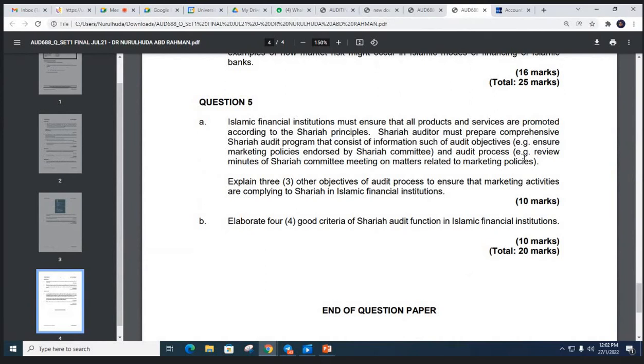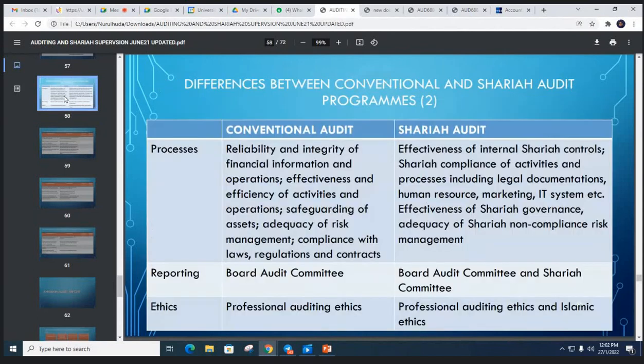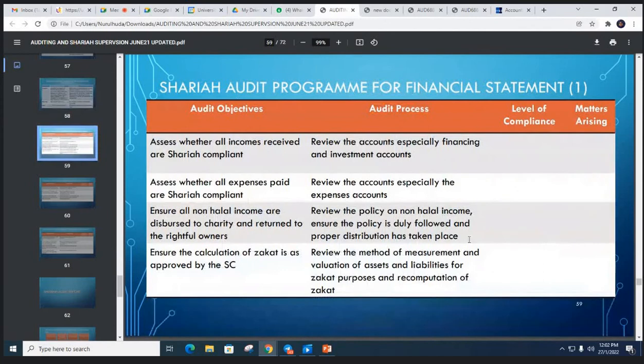I give an example, in case you don't understand what to answer, the answer is given. Explain 3 objective of audit process to ensure that marketing activities are complying with Syariah. The point is marketing. Okay, now this audit program is to audit what? Syariah audit program for what?